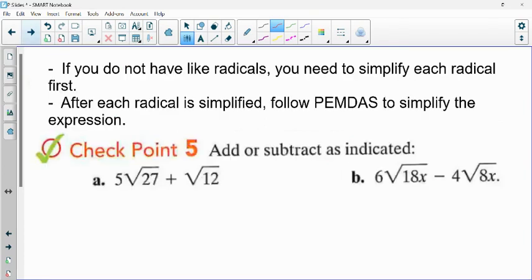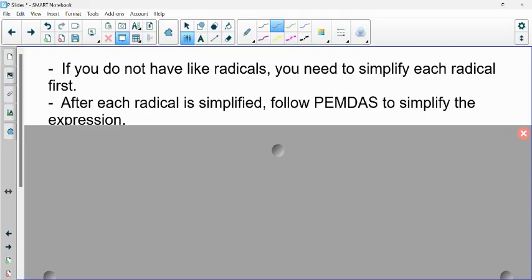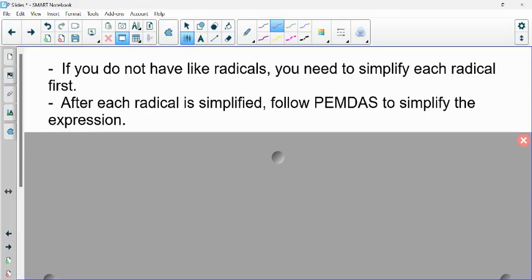If you don't have like radicals, you need to simplify each radical first. Okay? So you might want to make a note. If you do not have like radicals, you need to simplify each radical first. So you're looking for what perfect square divides into it. And then after each radical is simplified, you want to follow PEMDAS to keep simplifying it further. Normally you'll get like radicals after simplifying.